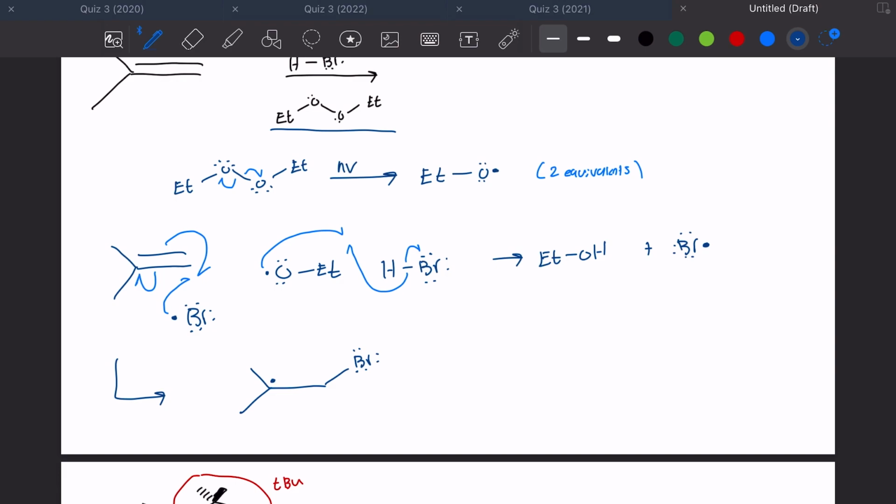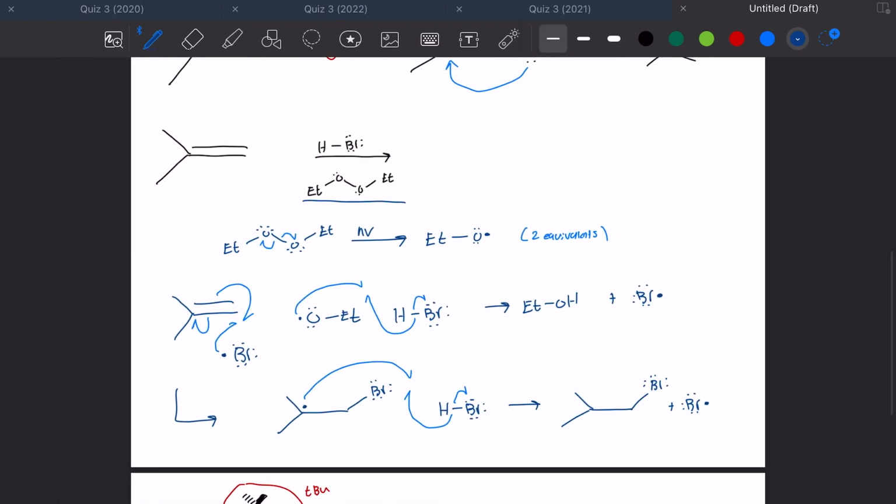But then we can get one more HBr that comes in, and this is going to form a bond with one of the electrons in that pi bond and displace that bromine. And then you're going to get something that looks like this, and you're going to end up with a bromine radical.